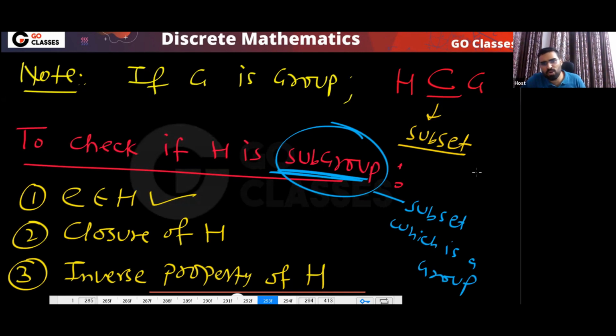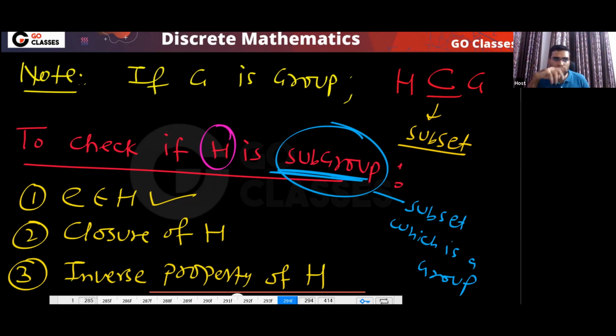Do you need to check the associative property? Associative property will be borrowed from G. The operation is not changing. You are defining a subgroup, so the operation is not changing, and you don't need to check the associative property. It will be associative because the operation is the same. You are not changing the operation, so that is the reason you don't have to check it. The remaining properties you have to check.